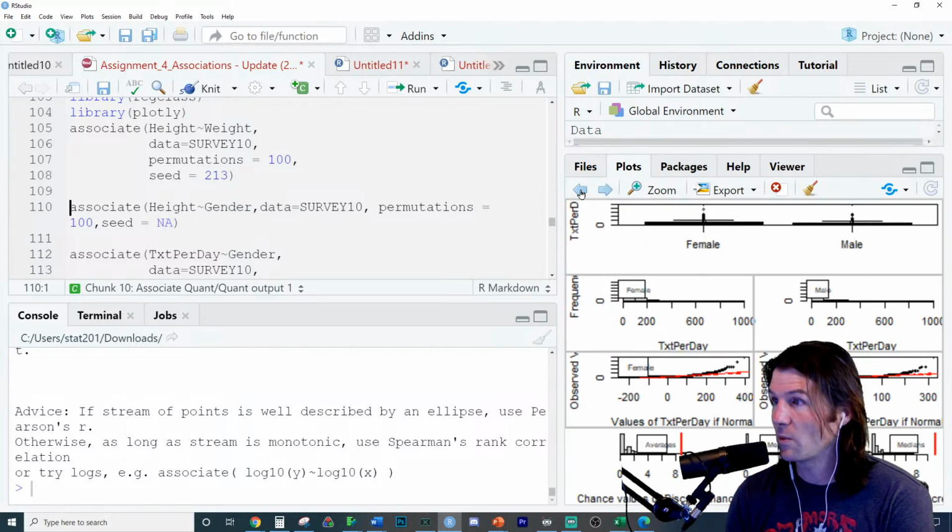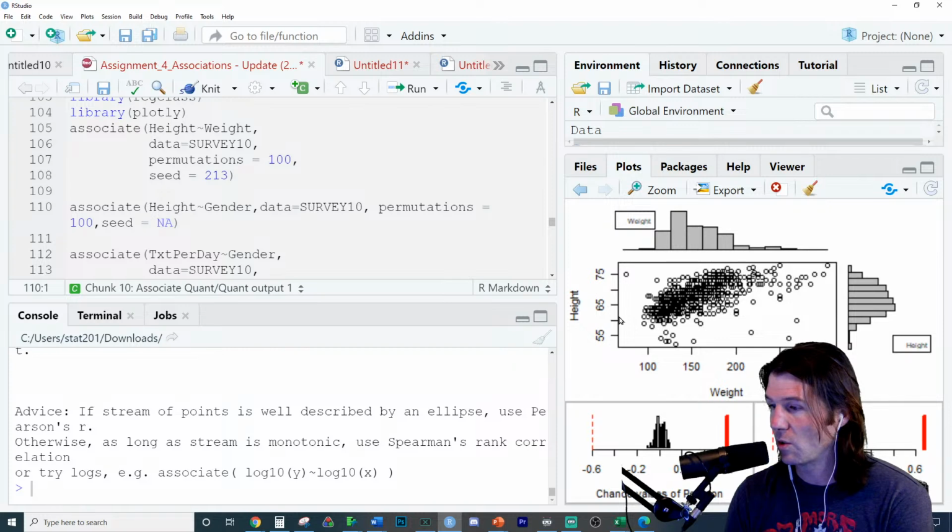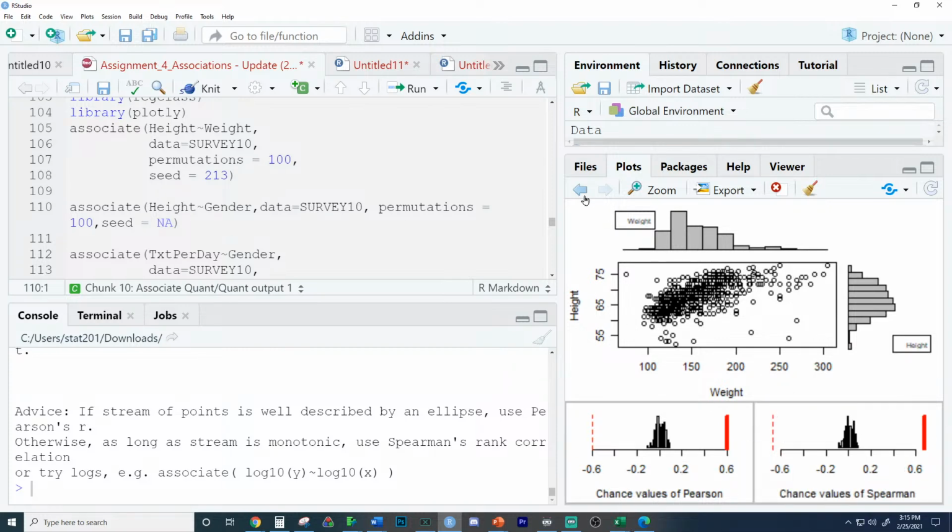And then we should know that this is when we're analyzing a categorical X and a quantitative Y. And this is when we're analyzing 2 quantitative variables. So very important to see the small differences.